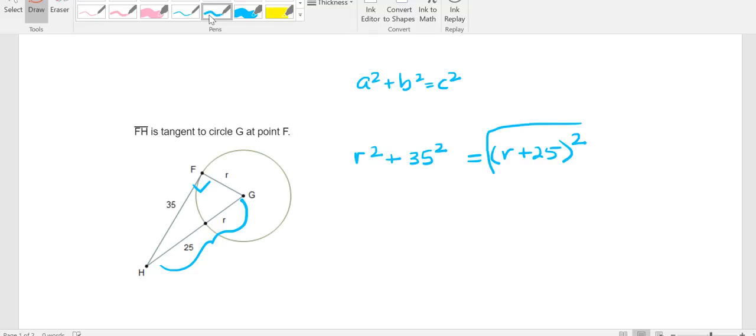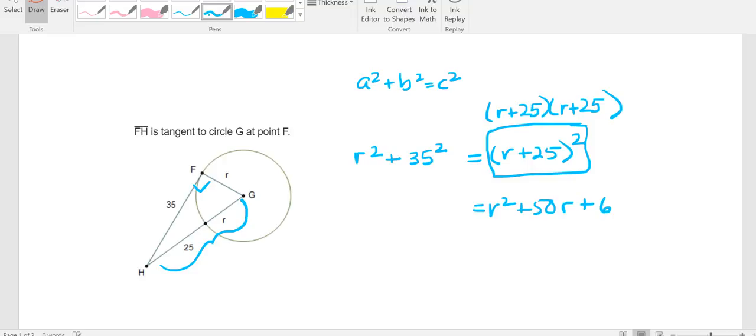The first thing you have to do is multiply the r plus 25 squared out. So that's r plus 25 times r plus 25, which gives me r squared plus 50r plus 625 when you multiply all of that out. And over here I still have r squared plus 35 squared, and 35 squared is equal to 1225.